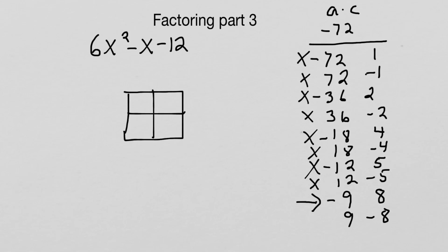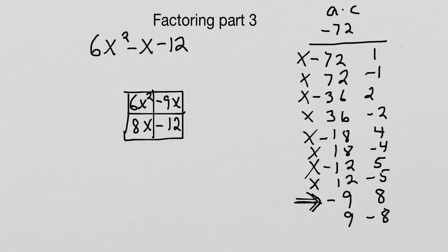Bring down my 6x squared. I bring down my negative 12. And I know this is going to be an x, and this is going to be an x. And I know that from this set over here, I want negative 9, and I want positive 8.